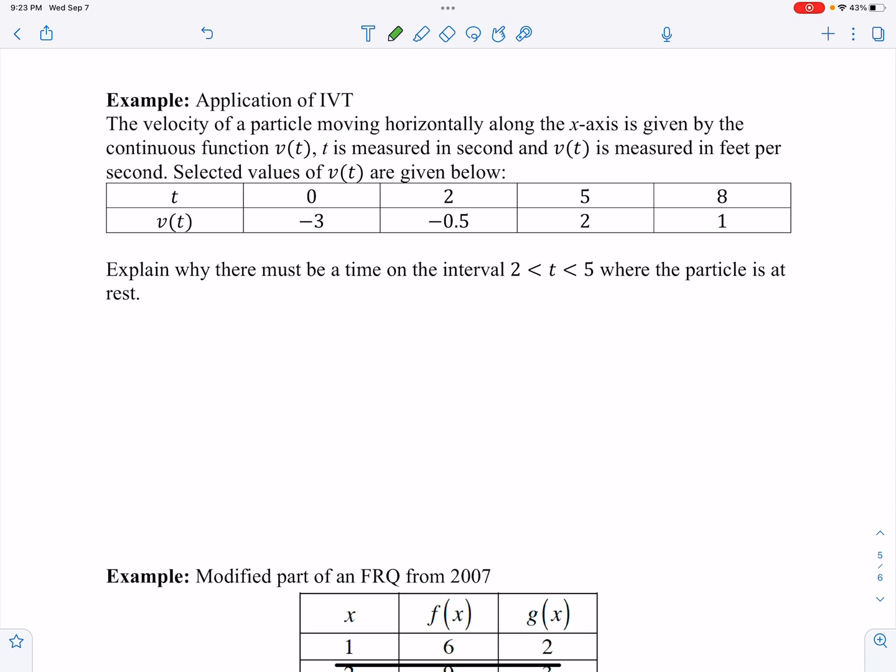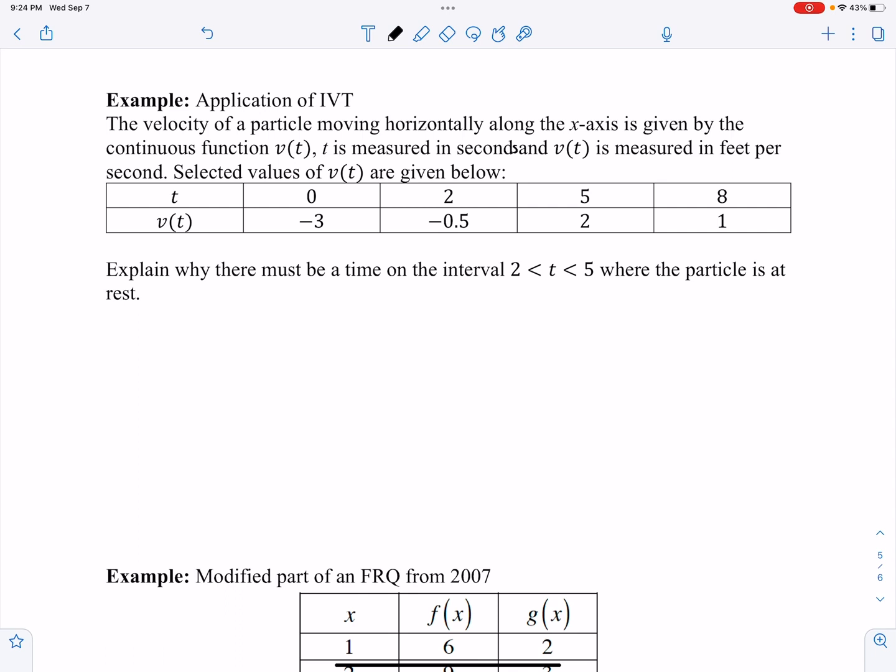Okay, so the velocity of a particle, we're going to talk a lot more about particle motion, but we need to study derivatives first. But this could maybe be one part of a free response question. So the velocity of a particle moving horizontally along the x-axis is given by the continuous function v of t. t is measured in seconds, and v of t is measured in feet per second. Selected values of v of t are given below in the table. Explain why there must be a time on the interval from 2 to 5 where the particle is at rest.